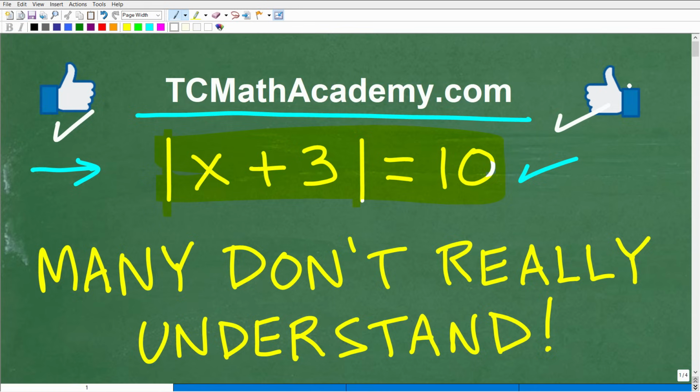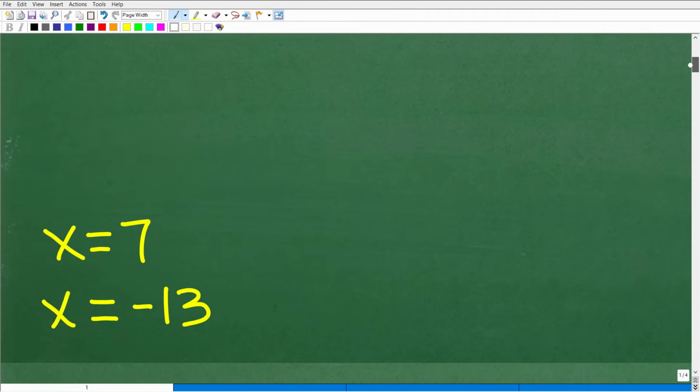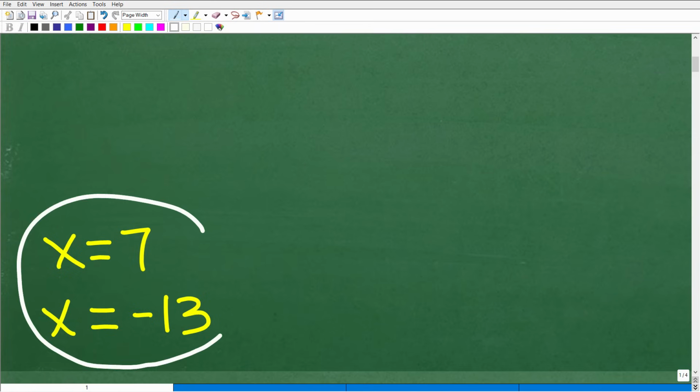You don't even really need a calculator here, but if you feel like it will help you, that's not a problem. So again, the absolute value of x plus 3 is equal to 10. What is x equal to? Let's take a look at the answer. The answer is actually two numbers: x is equal to 7 and x is equal to negative 13.